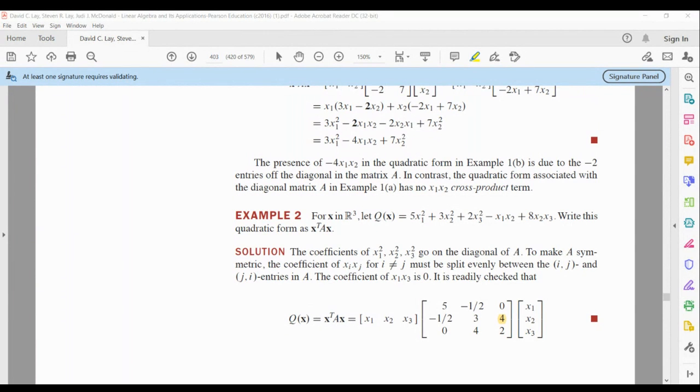Okay, what column is that 4 in the matrix A? What column is that? The third. Good, Abby. Good, Catherine. So think about then the cross product term that goes with x2, x3. Well, that coefficient is an 8. So if you split the 8 evenly, you get a 4 and a 4. And that's where we place the 4s, in those positions.